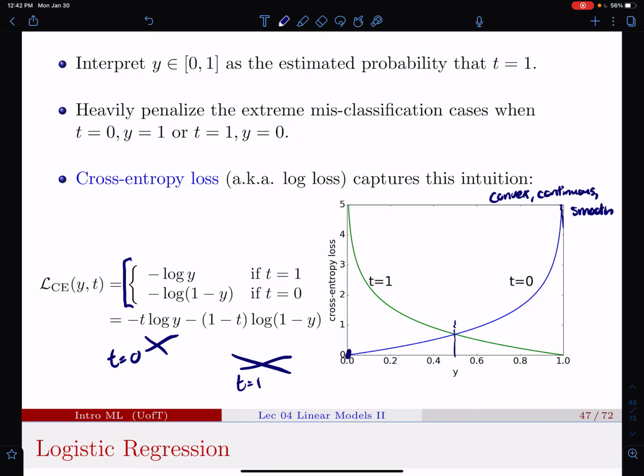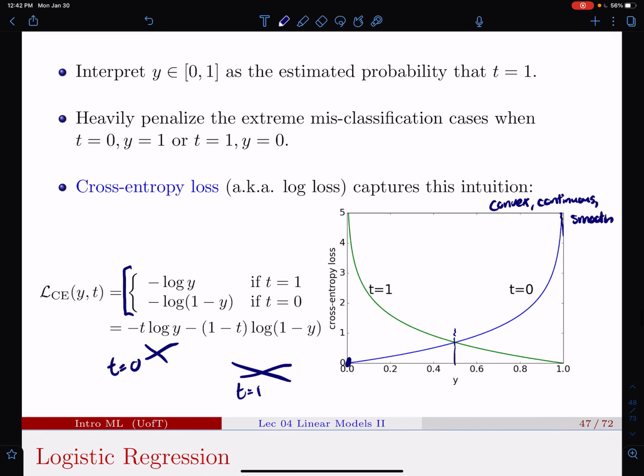Yeah. T would be the label. T is a label, yeah. So if you classify something as spam, that would be t equals 1. But if you classify it as not spam, it would be t equals 0. Yeah, exactly.